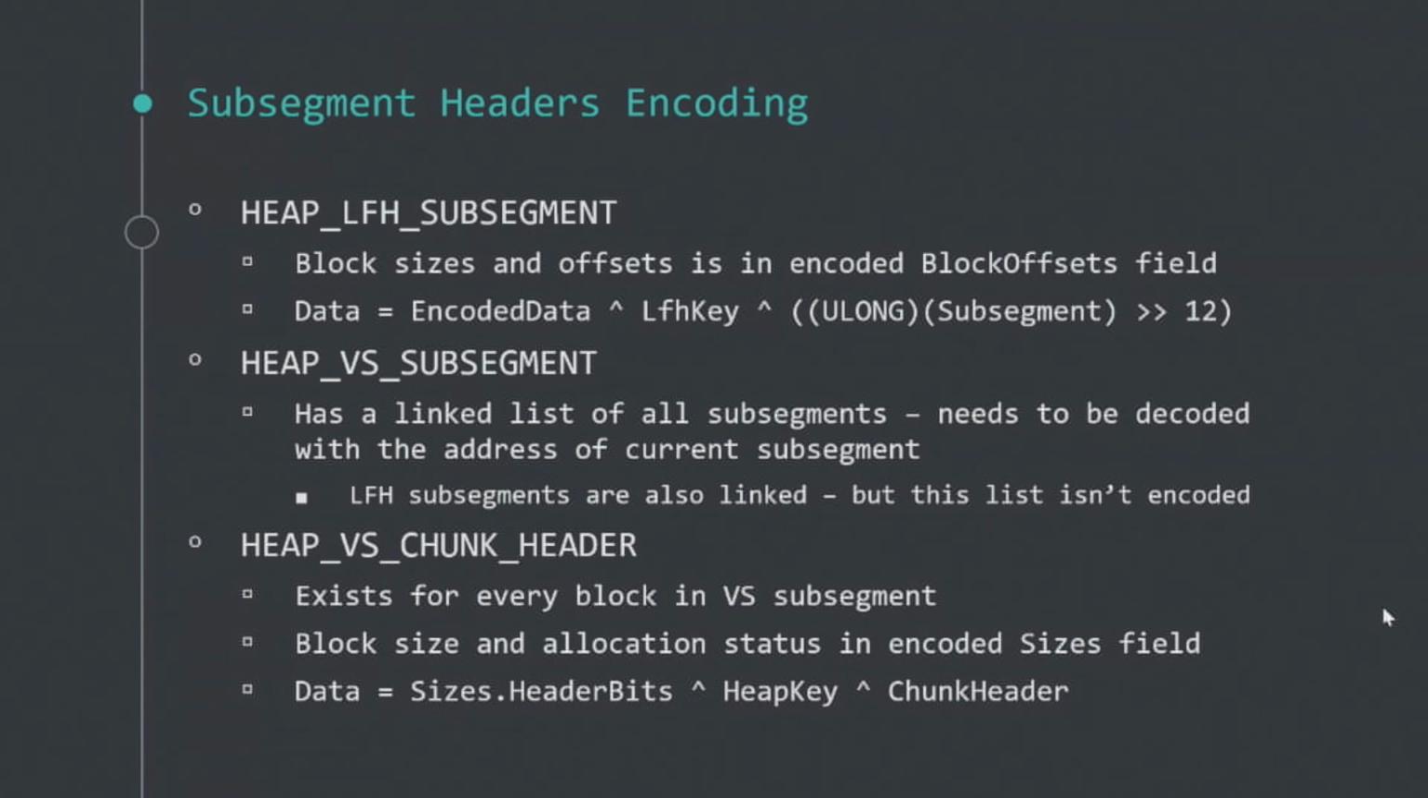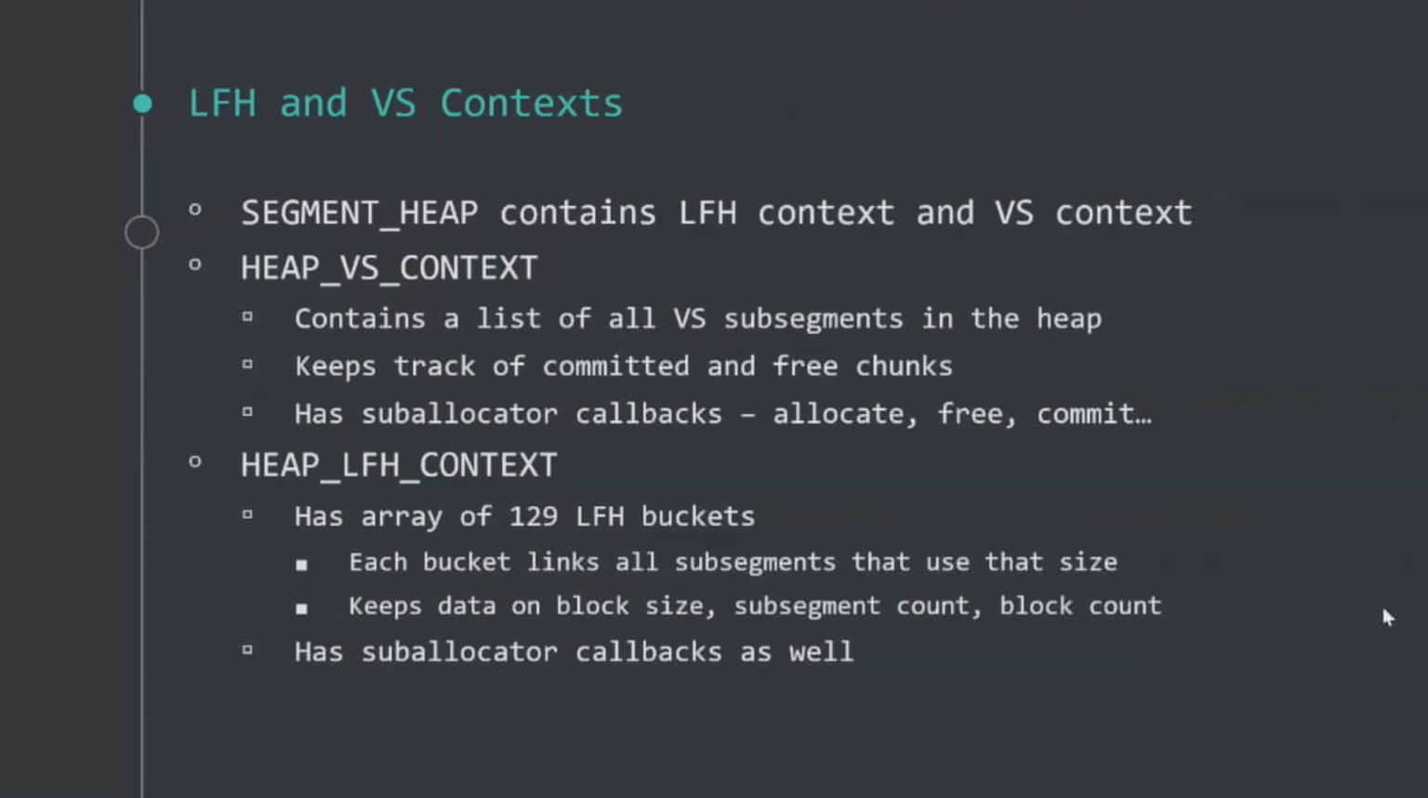This all just reiterates and gives a little bit more details about the specific encoding. Usually things are encoded with either the LFH or the heap key and the address of the header or the subsegment or wherever the structure is. This is just about the VS and LFH contexts in the segment heap. Each of them has callbacks to kernel functions that are used to manage this type of memory.